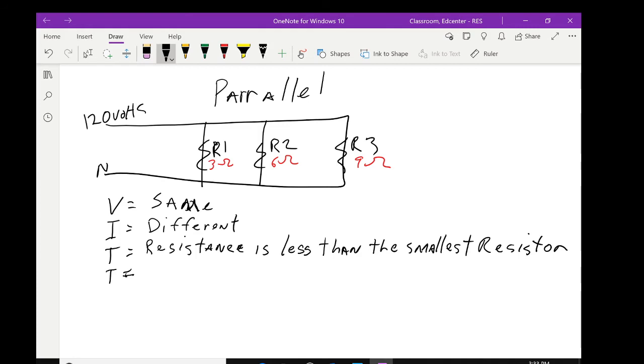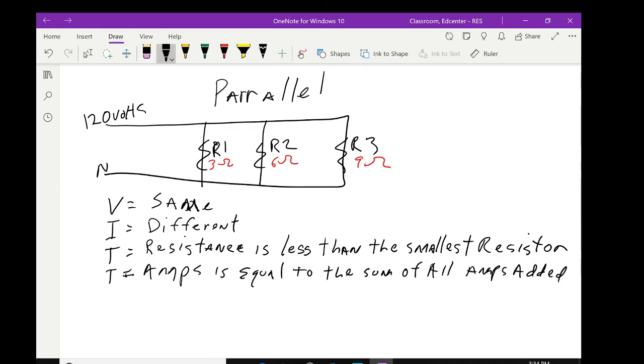And so the total amps is equal to the sum of all amps added. I mean, we can use Ohm's law again, really, and find all this. So here again, we have volts and ohms, so we can find amps across each one.